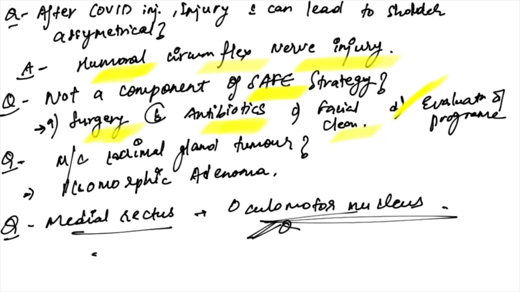This is not the component for the safe strategy. The most common lacrimal gland tumor is the pleomorphic adenoma. This is the most commonly asked, most repeated question. Now, for the nucleus for the medial rectus, this was an image showing the medial rectus, and the nucleus for it is the oculomotor nucleus.